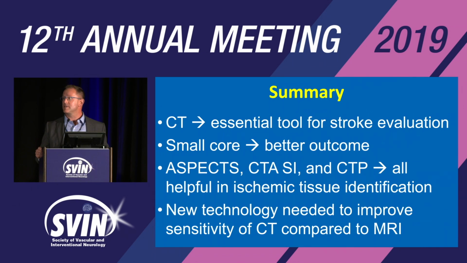So CT is important. It's not going to go away. We do need some new tools to see the core a little bit better. ASPECTS, CTP, CTA source images are all valuable in identifying ischemia.